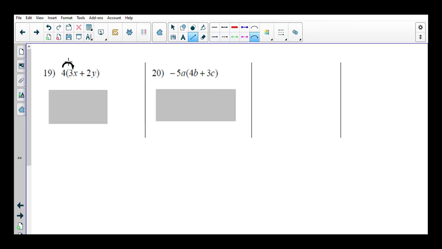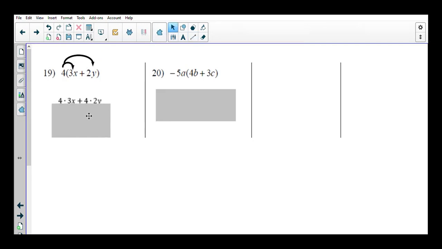So I'm going to distribute the 4 into the parentheses here. We've got two different variables. So I've got 4 times 3x plus 4 times 2y. 4 times 3x is 12x, and 4 times 2y is 8y. Just a reminder that we are allowed to multiply things that aren't like terms. We just can't add them.